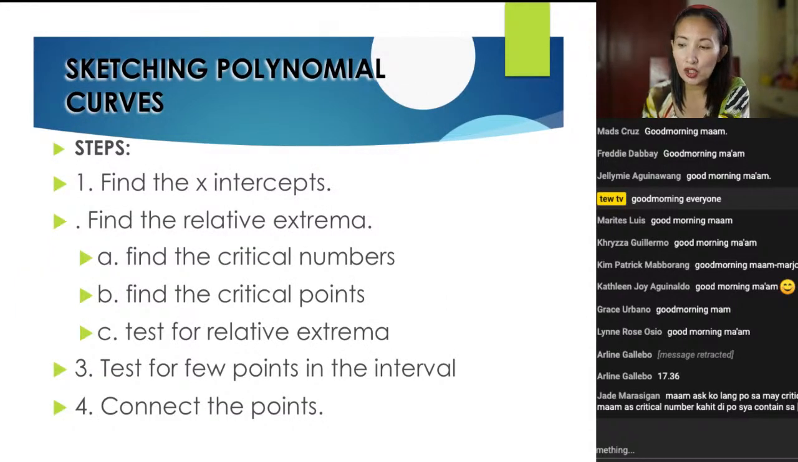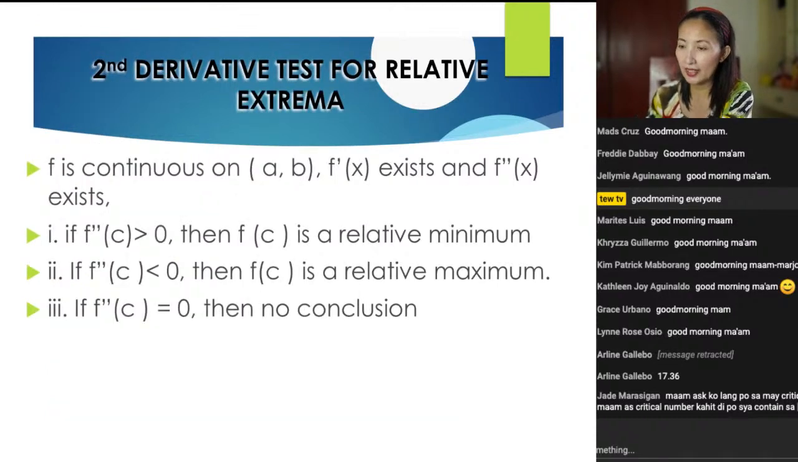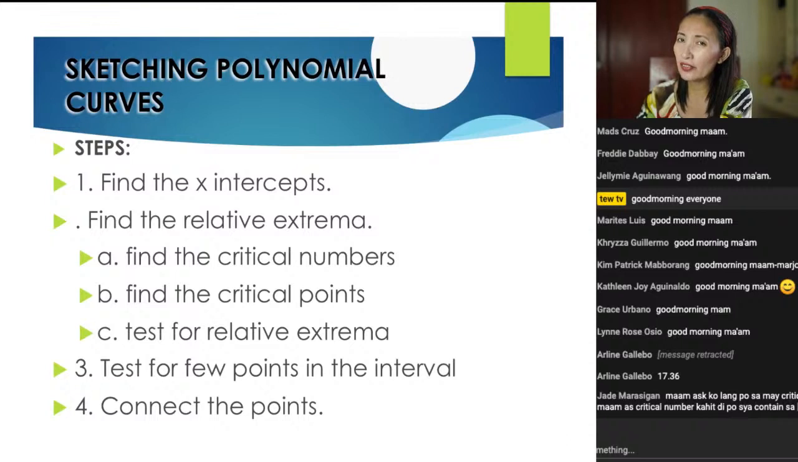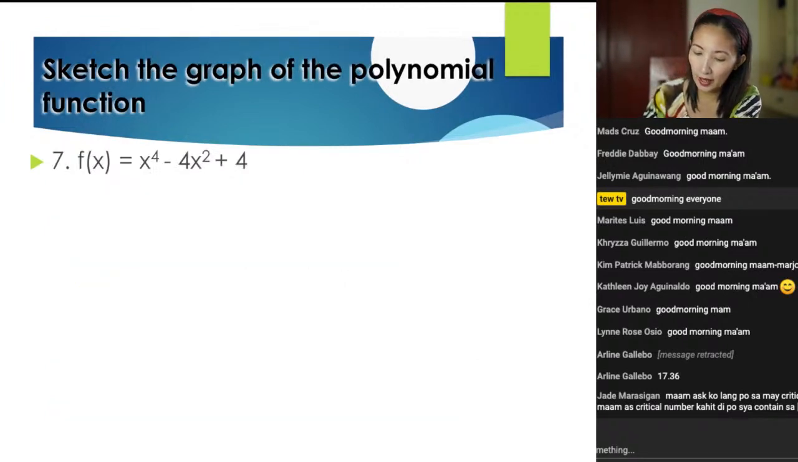How do we sketch polynomials using the second derivative test, or even using the first derivative test? Step number 1, we have to find the x-intercepts. Step number 2, find the relative extrema by first identifying the critical numbers, then critical points, and test for relative extrema using either the first derivative or second derivative test. Then test for a few points in the interval, and then connect the points. Okay, let's show using one example.